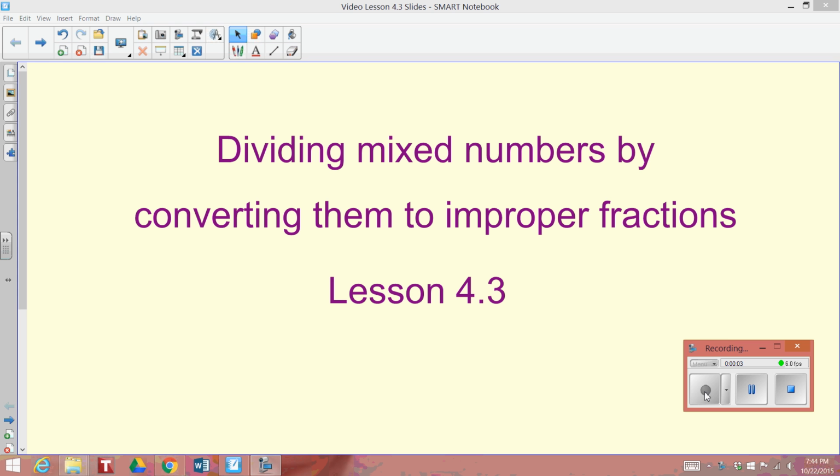In this video, we are going to be dividing mixed numbers by converting them to improper fractions. So in the previous video, we learned how to divide fractions. Well, when we're dividing mixed numbers, it's the same thing, but we just have to make sure we convert the mixed numbers into improper fractions before we can do the math.